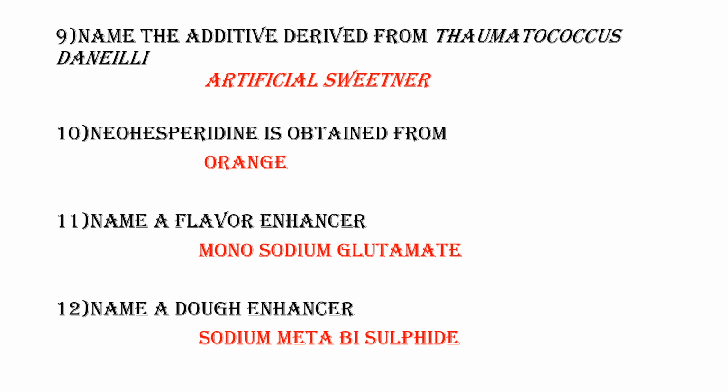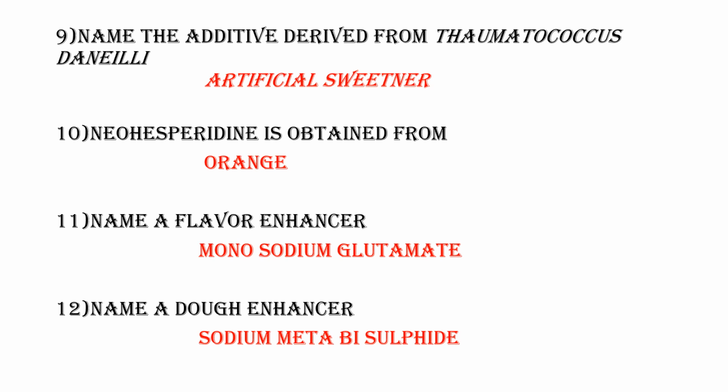Ninth question. Name the additive derived from Thaumatococcus danielli. So, from Thaumatococcus danielli, which additive is derived? That is an artificial sweetener. 10th question, neohesperidin is obtained from. So, we know that neohesperidin is obtained from orange.